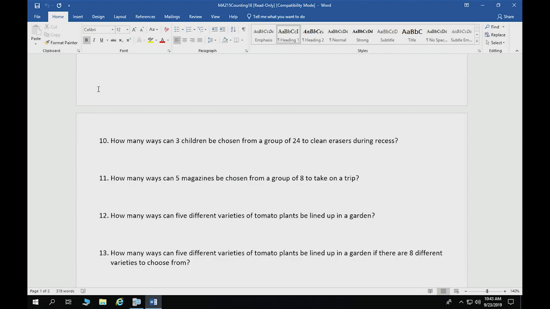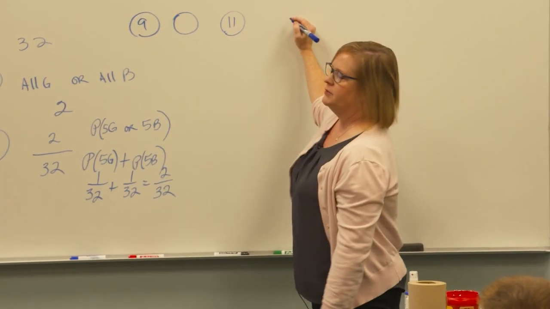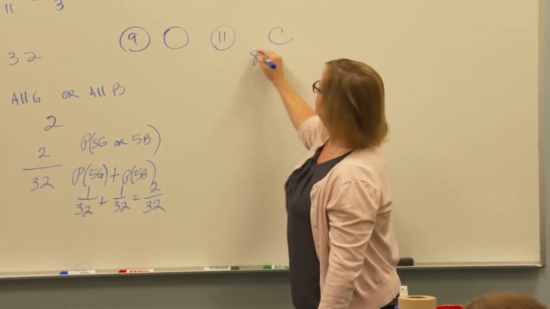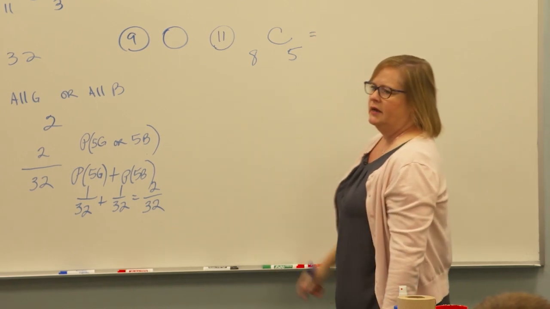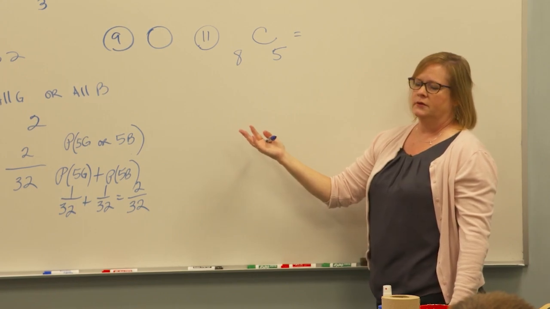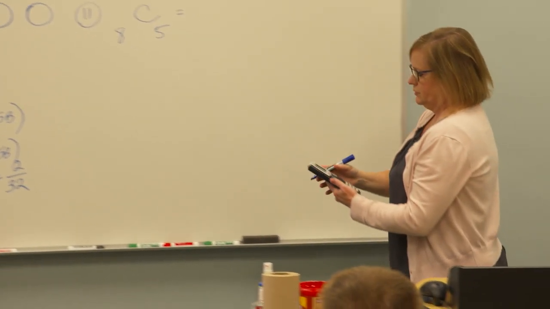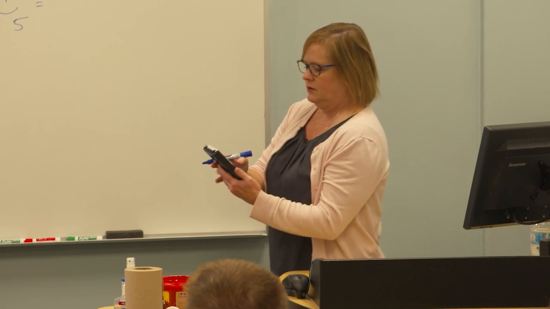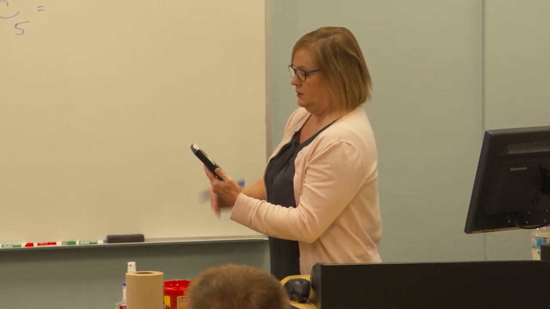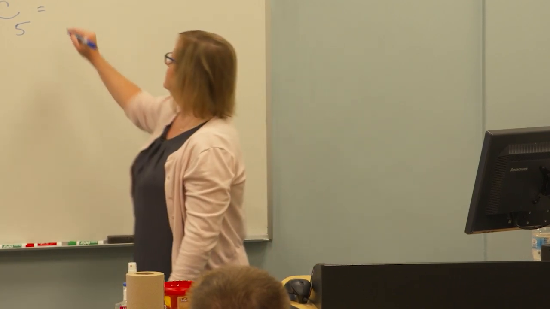How many ways can 5 magazines be chosen from a group of 8 just to take on a trip? Combination, permutation. Combination, yep. 8, choose 5. You'll know if you happen to mix those up, your calculator will give you an error. So it knows that you need the bigger number first. Yep, so 8, math, combination, how many? 5? It's 56. 56 different ways that you could do that.